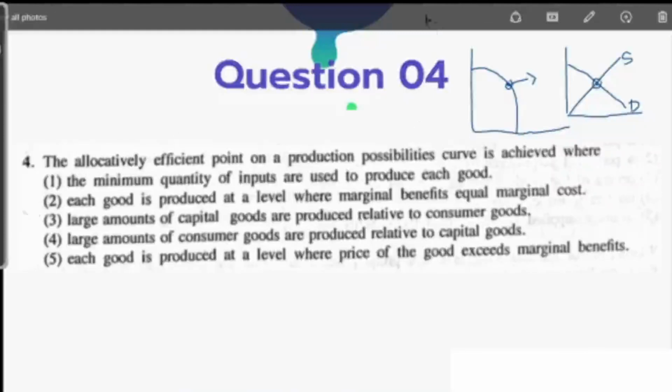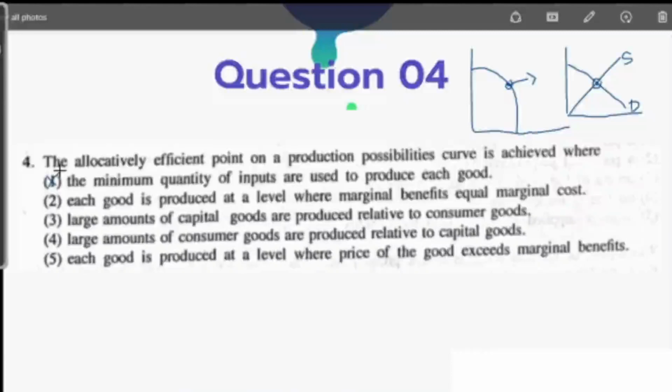Let's have a look at our 5 answers. The minimum quantity of inputs are used to produce each good. In the allocatively efficient point, we do not consider inputs and outputs, or else input variables and output variables. We consider 2 different goods an economy is producing. So this answer is incorrect.